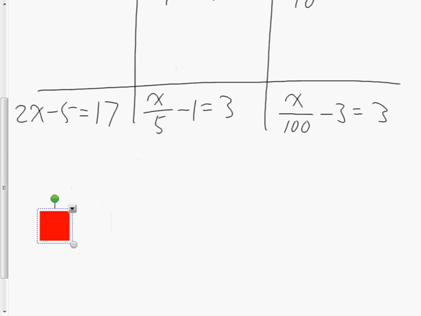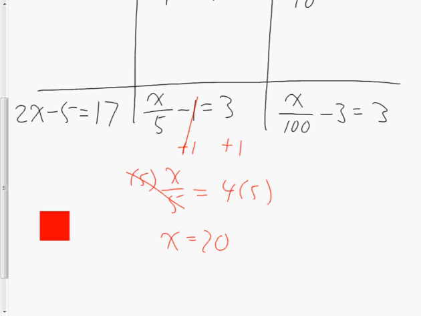I know that x is 20, but I'm going to use opposite operation to confirm my inspection. Add 1 to get rid of your constant. You now have a one-step equation. Multiply both sides by 5 to get rid of the divide by 5. And x does indeed equal 20.